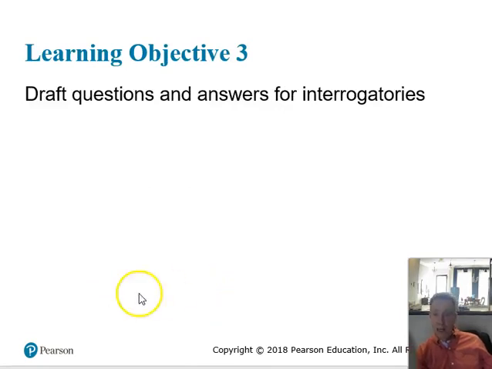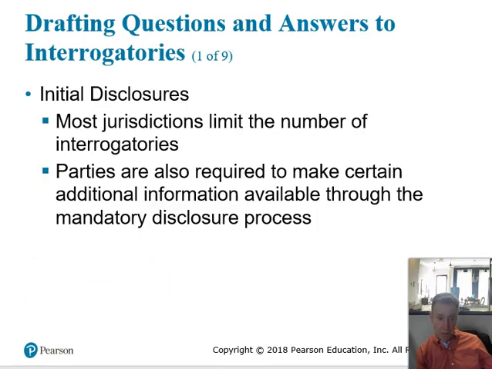Draft questions and answers for interrogatories. Initial disclosure. Most jurisdictions limit the number of interrogatories. In Louisiana, it's 35, which is high because in a lot of places it's 25. In federal court, it's 25. Parties are also required to make certain additional information available through the mandatory disclosure process.